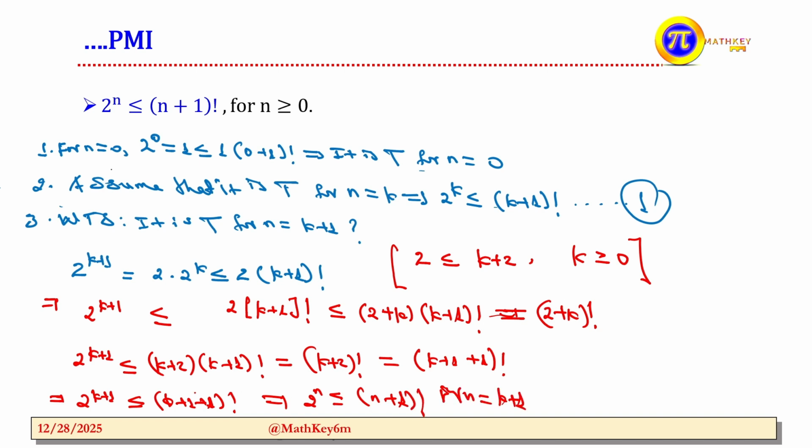This we have. Here, since we have k plus 1 as n, 2 to the power of n is less than or equal to n plus 1 factorial. This works for n equals k plus 1. Therefore, using the principle of mathematical induction, the problem, that is 2 to the power of n is less than or equal to n plus 1 factorial, holds for all n greater than or equal to 0, we can say.